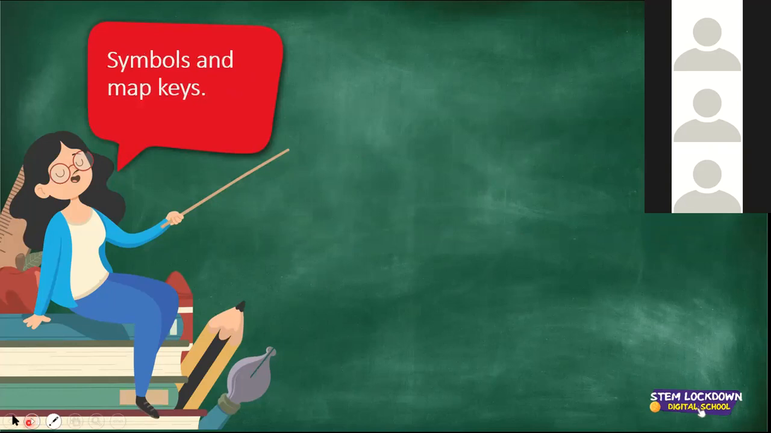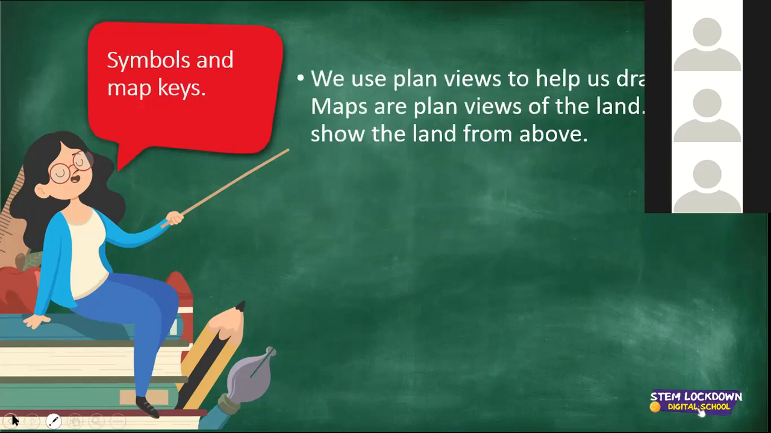Moving forward, symbols and keys. We use plan views to help us draw maps. Maps are plan views of the land. Maps show the land from above. We have spoken about this yesterday.